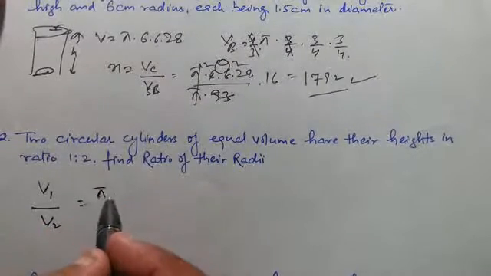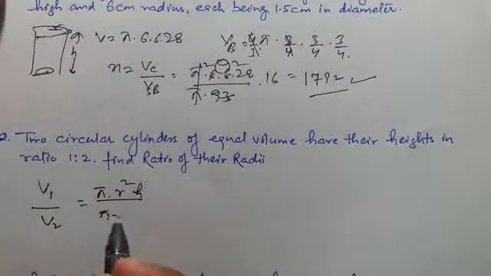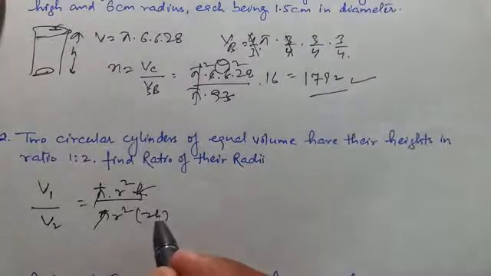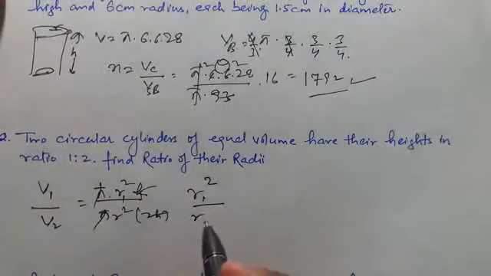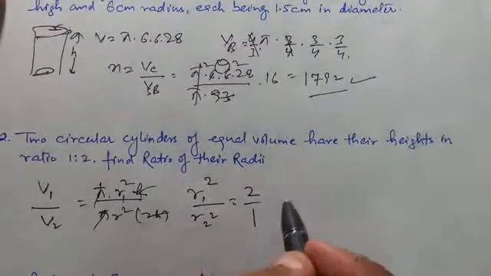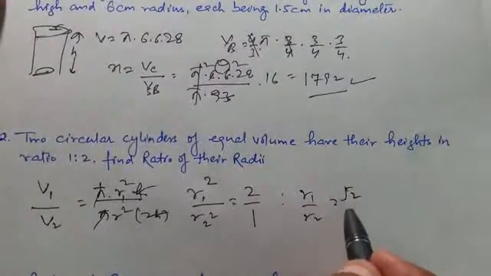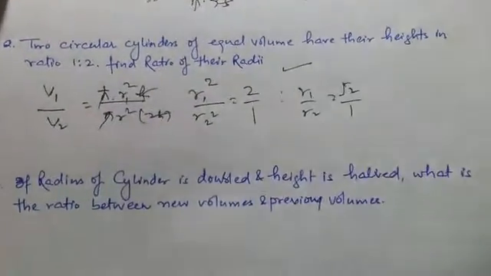So the first one will be pi r square h, and the second one will be pi r square into 2h, correct? Pi cancels, h cancels. So the ratio of r1 square upon r2 square is equal to 2 upon 1. Therefore r1 upon r2 is equal to root 2:1. This is the answer. Easy. Now let us see the next question.